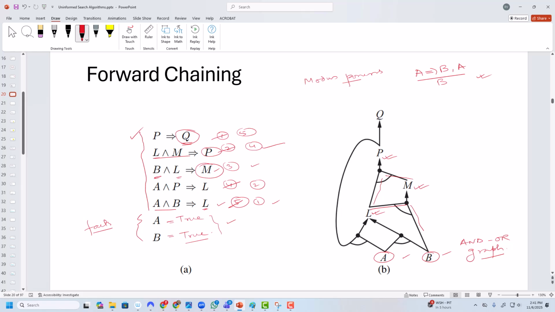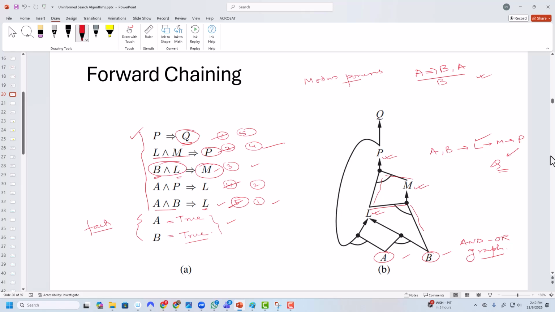Each new fact, meaning that M is true or P is true or L is true, triggers a new rule. So here we can say that from A, B we derived L, from L we derived M, from M we derived P, and then from P we derived our goal, which is Q. The forward chaining algorithm keeps a list or agenda of known facts. Each time it processes one, it checks which rules depend on that fact. Once we know L is true, we see what rules depend on that fact.